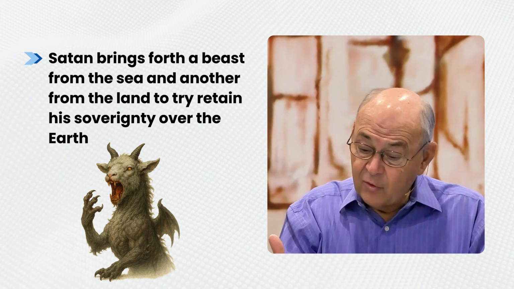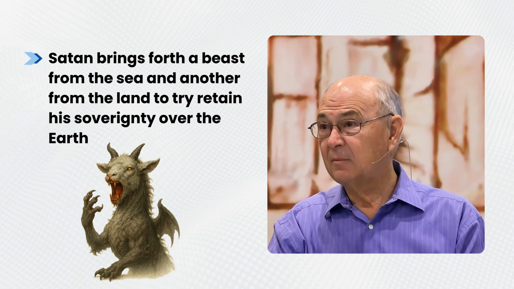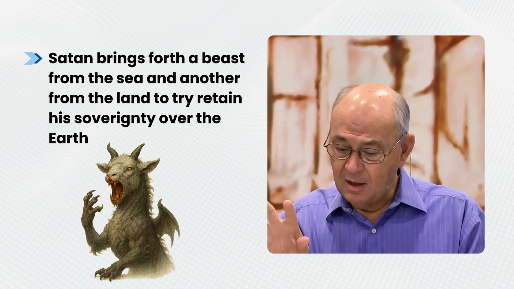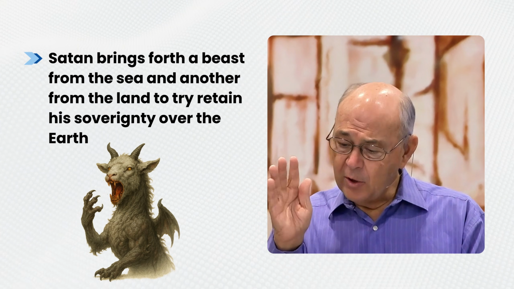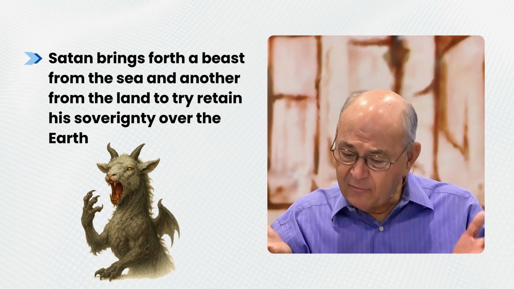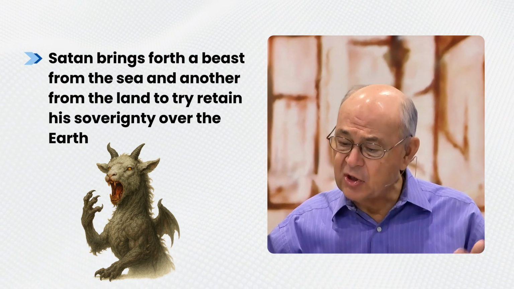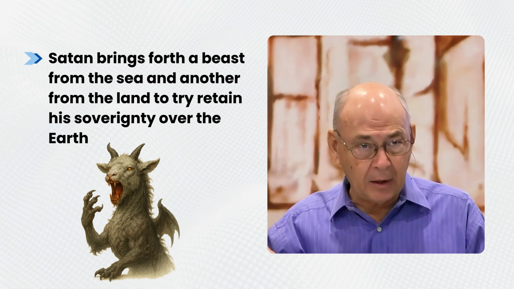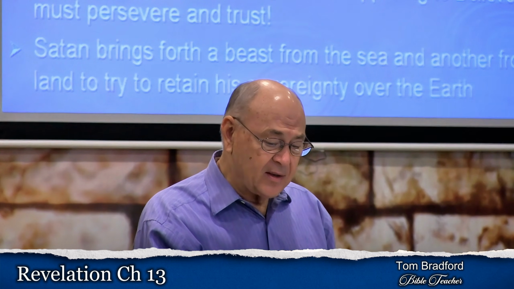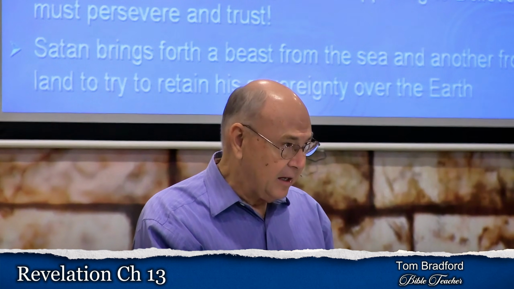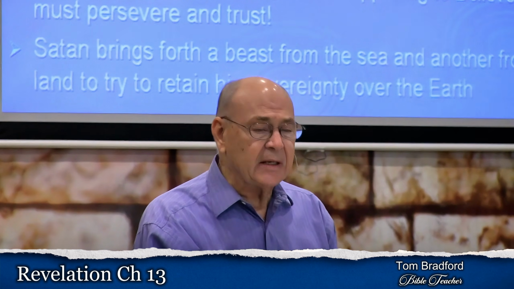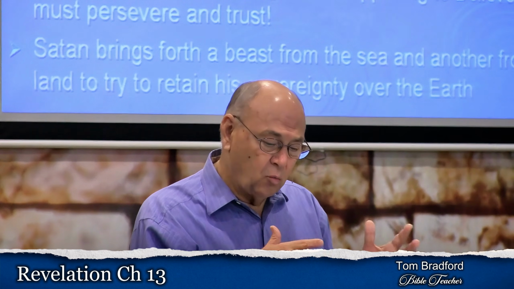Well, suddenly now in verse 11, things change. A second beast appears, the land beast. Whereas the first beast emerged up out from the sea, the second one emerges up out of the earth, from the soil. In Greek, the word translated for soil is gi, and it means solid land as opposed to watery seas.